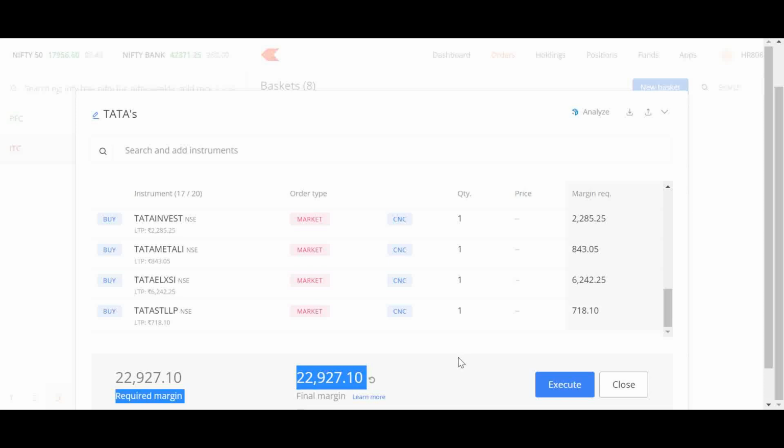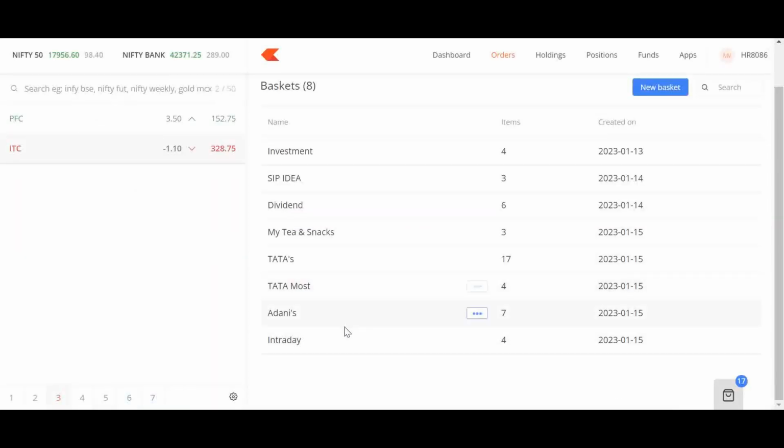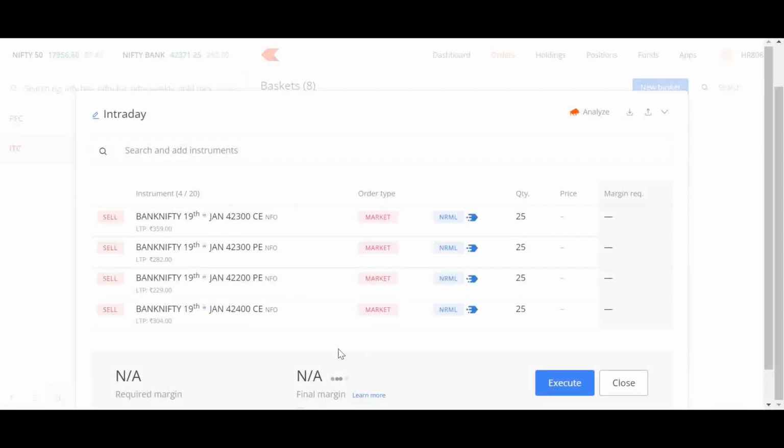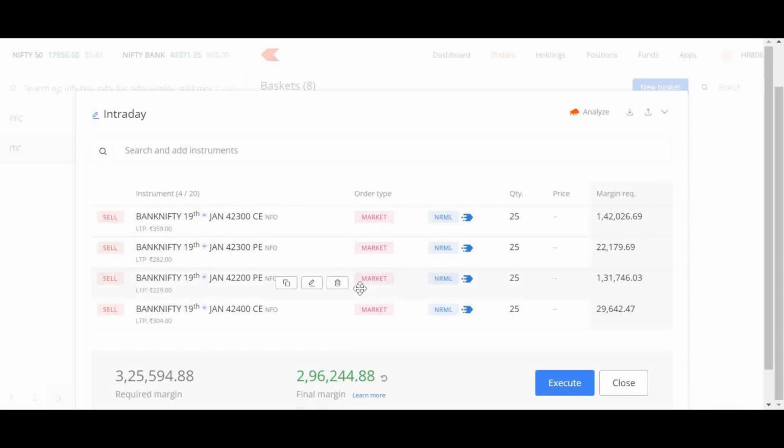Let's say you are doing some intraday trade, and I have added some options here. These are the things we will be doing for the 920 straddle, and I would like to execute the orders at the same time. Then I can use this basket.